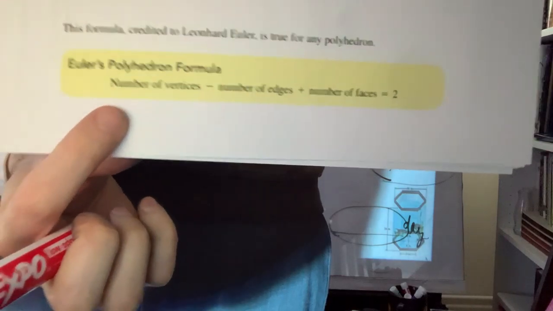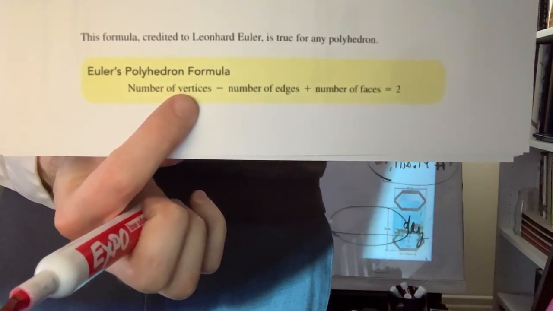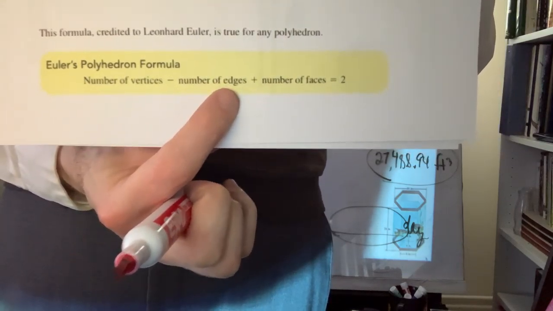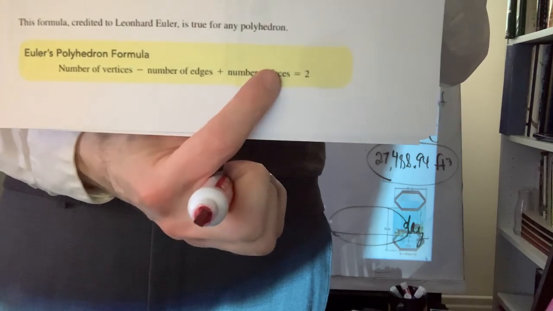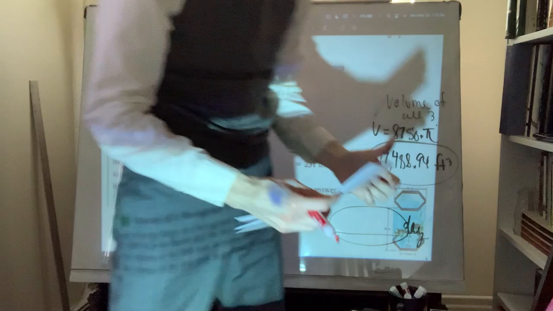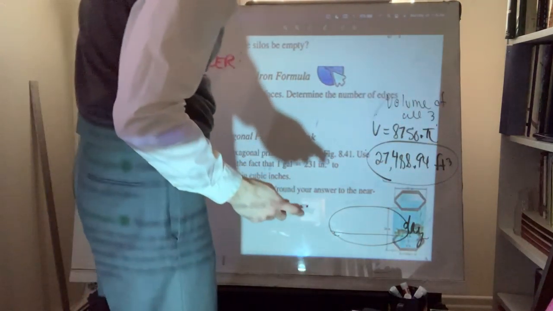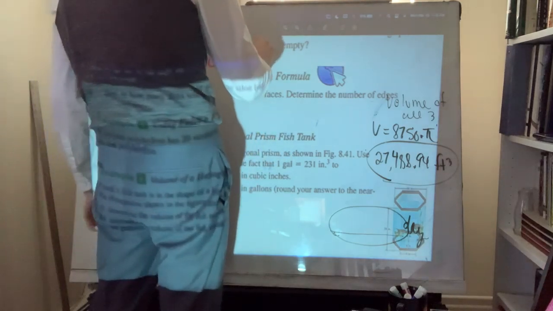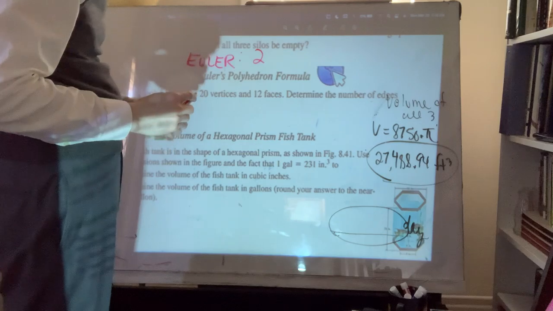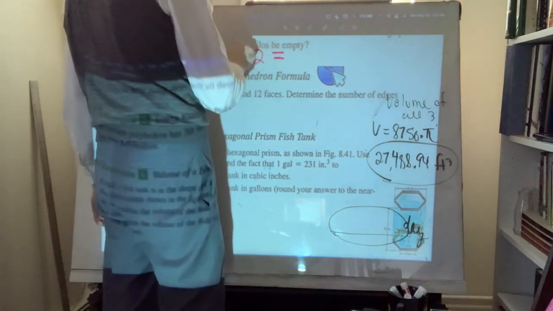You notice that if you were to take the number of vertices, that is the corners basically of a three-dimensional shape, subtract the number of edges, and then add the number of faces, it always produces the number 2. Which is like, yeah, so what? It basically means that if you know 2 out of those 3 features, I'm going to abbreviate it like this. I'll put the 2 in the front.